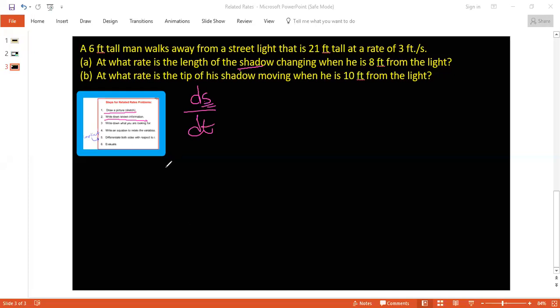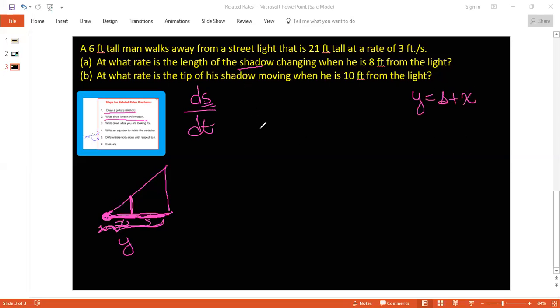So keeping that in mind, we had drawn a picture. I'm just going to redraw it really quickly. We had the man right here, and we wanted to know at what rate the tip is moving right here as you get 10 feet from the light. We know that we have this whole length, and that's x plus s. We call that whole length y in our picture. So I know y is equal to s plus x.